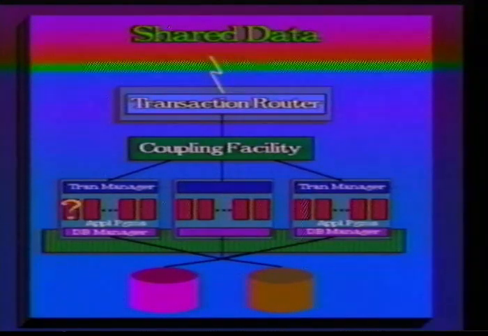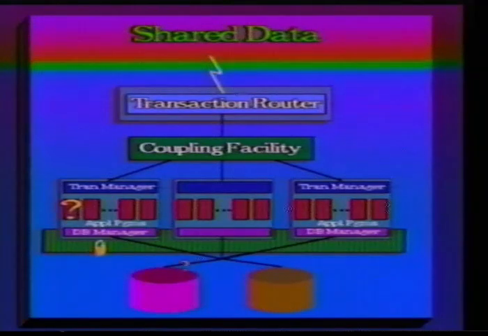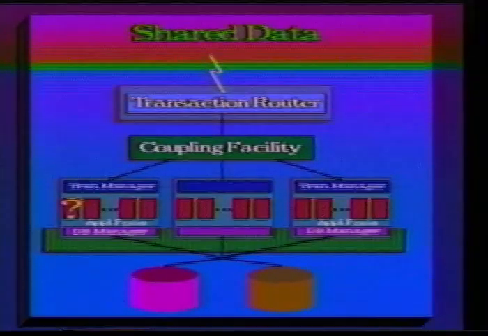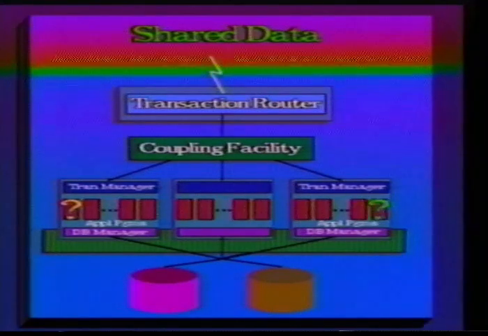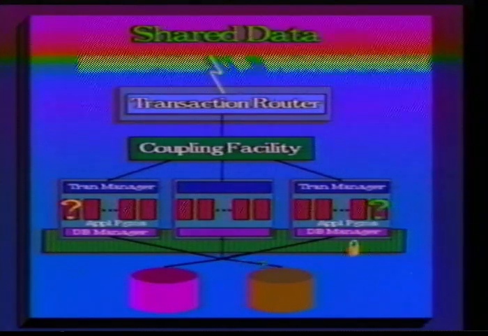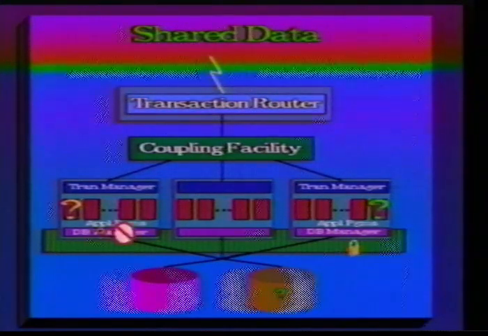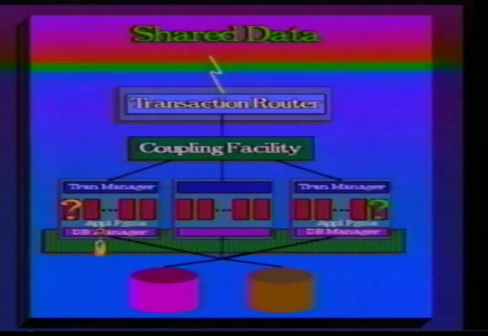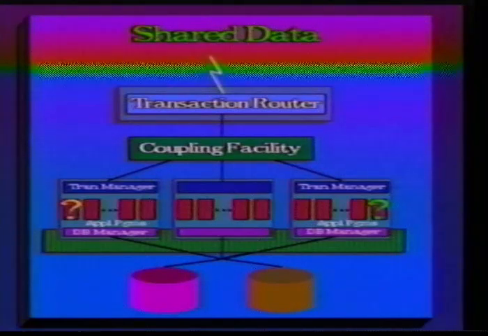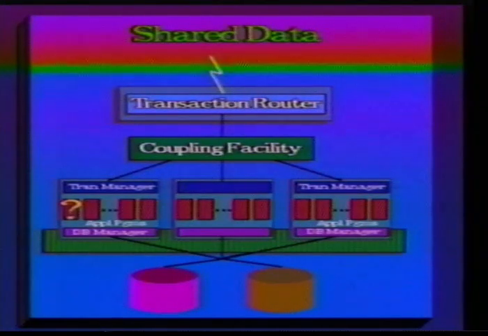Now, let's look again at our transaction flow. When data is accessed, the database manager uses the coupling facility to serialize the data. Once the data is locked, the data can be obtained. Because the serialization service is shared by all systems, each system's database manager can provide data integrity. Again, the users are notified when the transaction is complete.